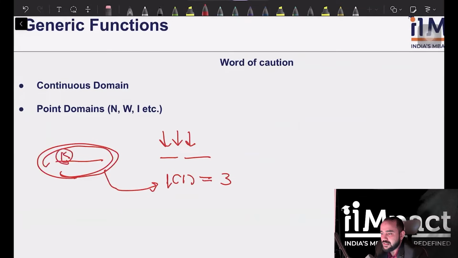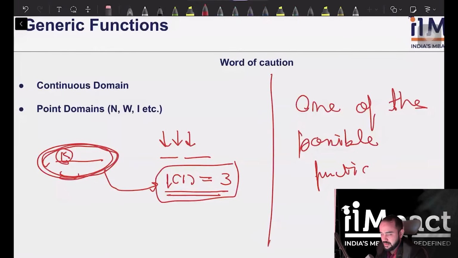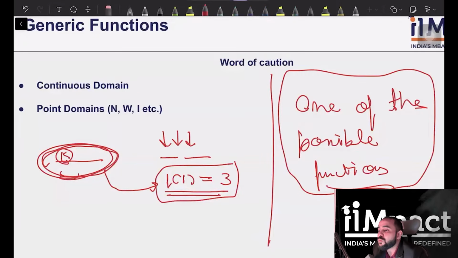Even then, let's say this does not happen. You guess the function, and you could not reconcile this. So what does that tell us? Whatever we are guessing is one of the possible functions. It is not the only answer, and the reason is derived from this.